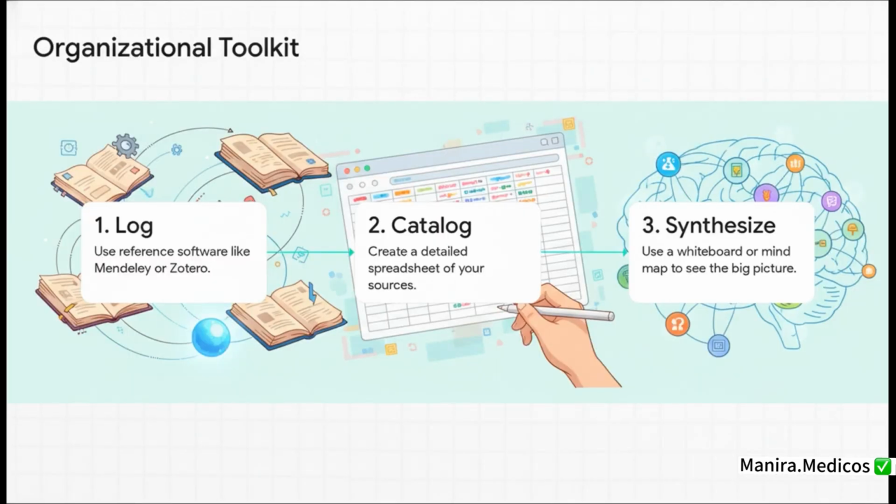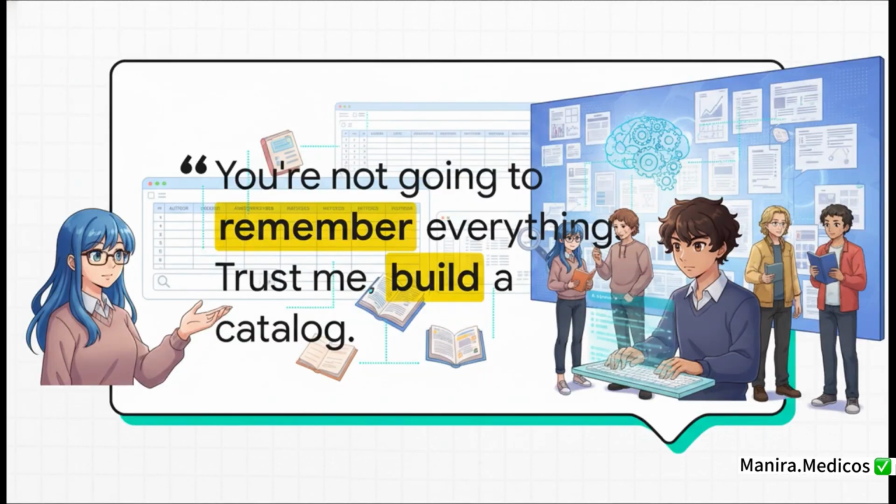Your organizational toolkit here has 3 absolutely essential pieces. First, you've got to log every single source in a reference manager like Zotero or Mendeley. Trust me, this will save you from a world of pain later. Second, you catalog everything in a detailed spreadsheet. And third, you start to synthesize using something visual like a whiteboard or a mind map to see how all the ideas connect.